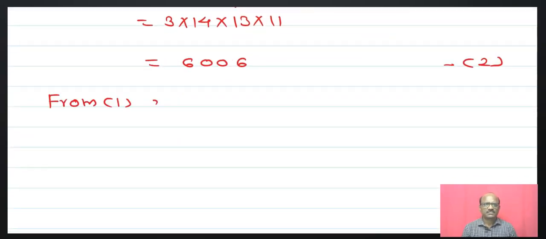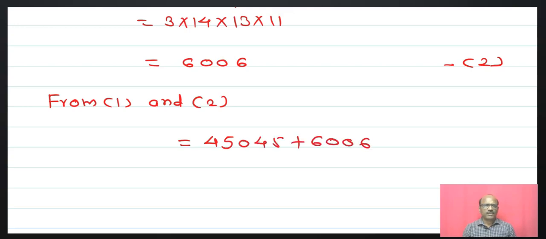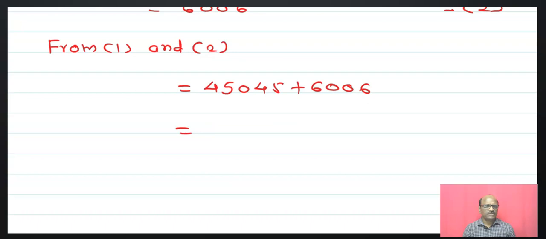Now these are the two possible cases. Therefore, from 1 and 2, 45,045 plus 6,006 is 51,051. Now the next is the last problem.